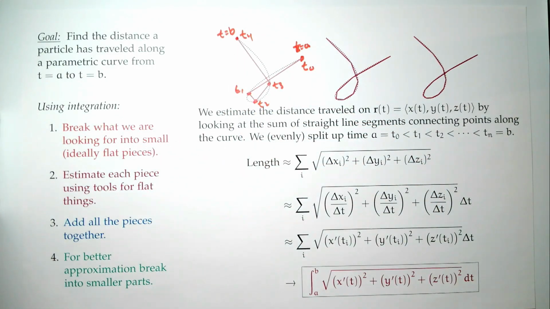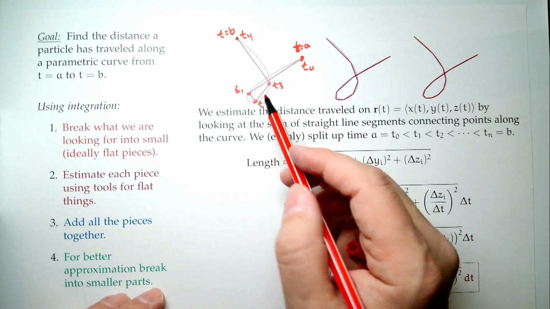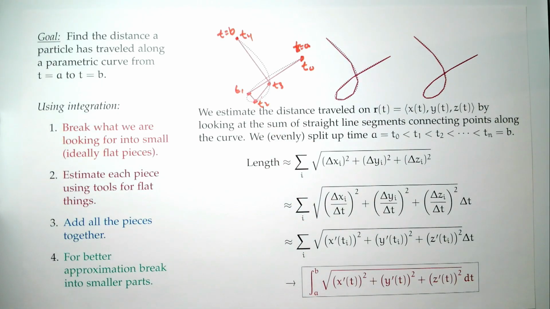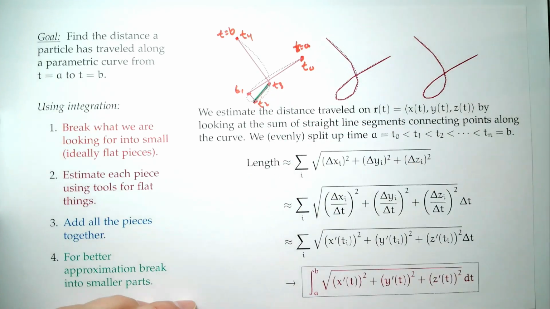And now I say, okay, let's look at what happens. Well, the length, I'm going to add up the pieces. Now, what is the piece? It's a straight line. So when I talk about the length between the points, it's the length between two consecutive times. So I have some segment here. Say this is my segment I'm interested in.